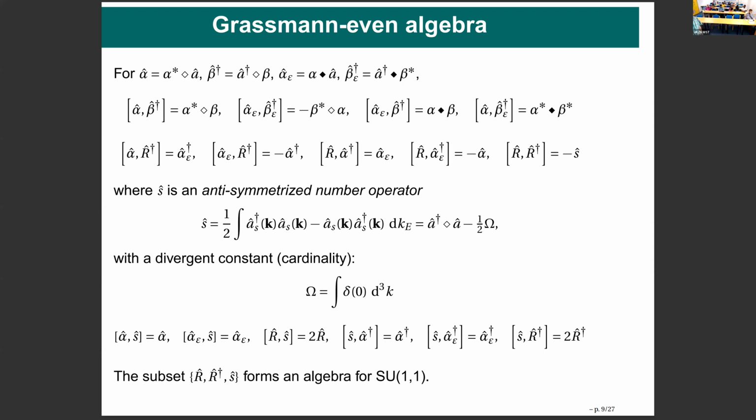Okay? Anyway, now we can also consider the commutation relation of this anti-symmetrized number operator with all the other operators, and here I list them. The interesting thing maybe is if I look at the R, R dagger, and S, they form the algebra for SU(1,1). SU(1,1) is an algebra that we associate with squeezing, so that's maybe not surprising because we needed the R's and so on to define the squeezing operator. What's the S again? So this was S. Yeah, this is this anti-symmetrized number.